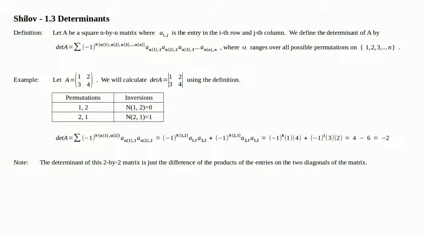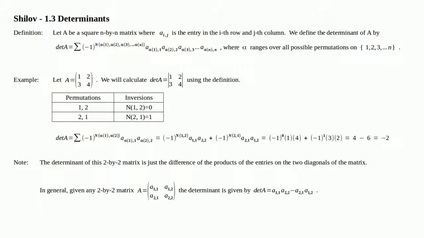Okay, note that the determinant of this 2 by 2 matrix is just the difference of the products of the entries on the two diagonals of the matrix. In this case, if you take a look, the 4 is just the product of 1 and 4, which is along the diagonal going from the top to the bottom and from the left to the right. That's also known as the main diagonal. And then the 6 is the product of 3 and 2, which is along the other diagonal. So we subtract those two quantities to get negative 2.